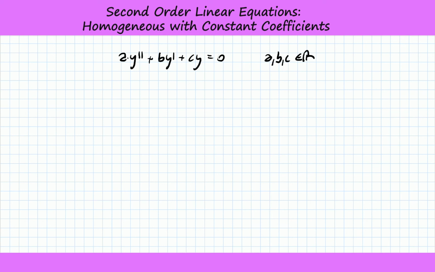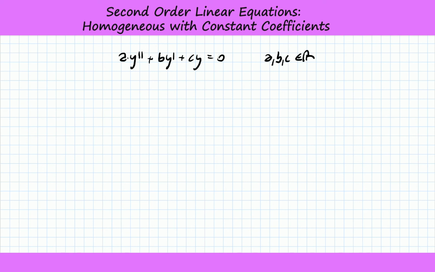And here, a, b, and c are numbers, so just real constants. Now, I'm going to first describe where the next step comes from. In particular, we will always consider an associated quadratic equation. But why do we do that? I'm going to try to explain it now briefly.